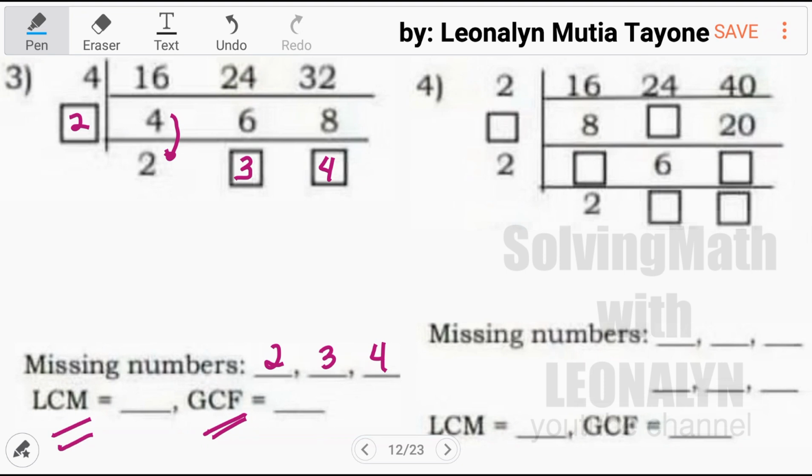Now, unahin nating hanapin ang greatest common factor. Ito lang ang i-multiply natin. 4 times 2, that is 8. So, ang greatest common factor natin ay 8.